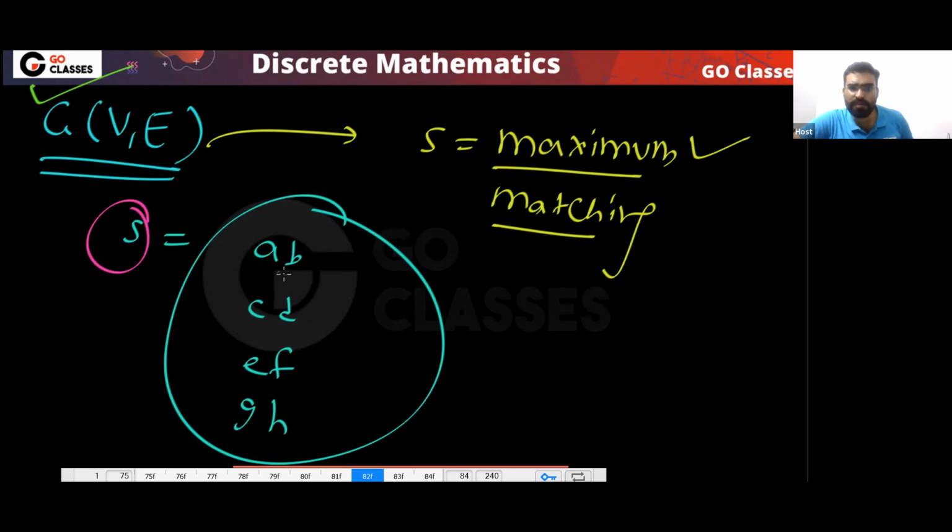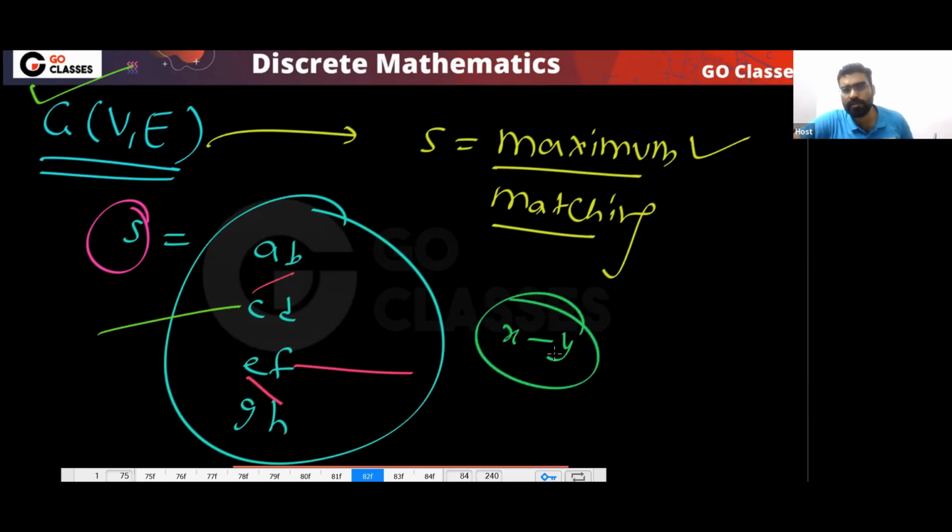This type of edge can also be there, no problem. This type of edge can also be there. This is possible. But what is not possible? In G, this type of edge, like xy, is not possible.